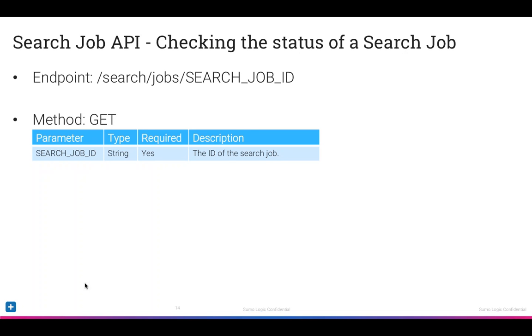So great, we've created a search job, we've gotten back an ID. Now we need to interact with that search job. And the first thing that you're going to want to do is check the status of that. So again, the endpoint is going to be /search/job/ the ID that you got back when you sent the post request. This method is a get method, and again, it just requires the search job ID that you got back.